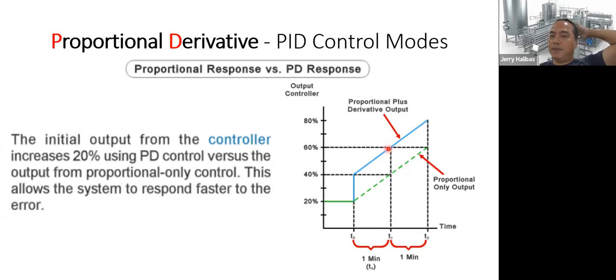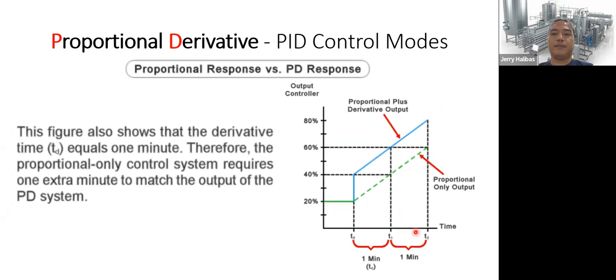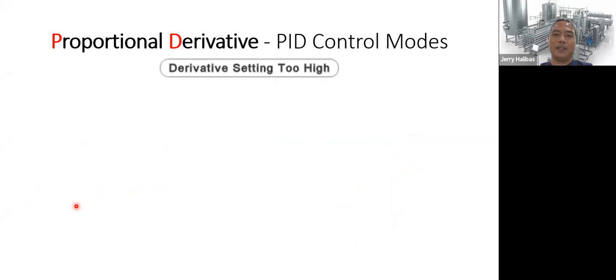Of output. If you're trying to correct an error, the expected set point here is probably 80%, assuming it rises quickly. Whereas with proportional only, to reach 60% output, it will take 2 minutes. Okay? Any questions? Therefore, the proportional only control system requires 1 extra minute to match the output of your proportional derivative system. Okay?